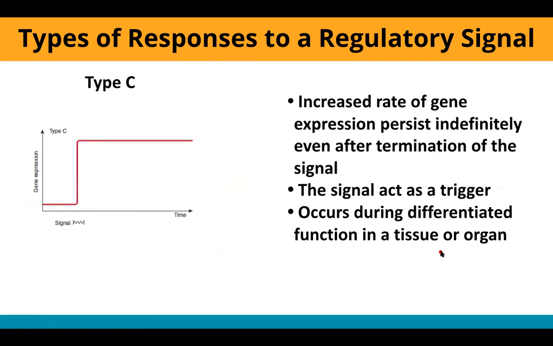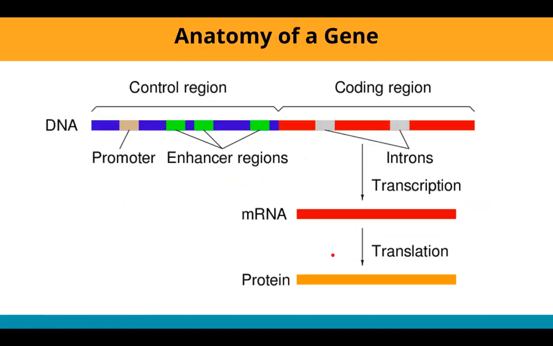Okay, for type C, there is an increased rate of gene expression that persists indefinitely, even after termination of the signal. So if you have a signal that is present only for a short period of time, the gene expression persists indefinitely. There's an increased gene expression indefinitely. So the signal can act as a trigger, and this occurs during differentiated function in a tissue or organ. So this is one type.